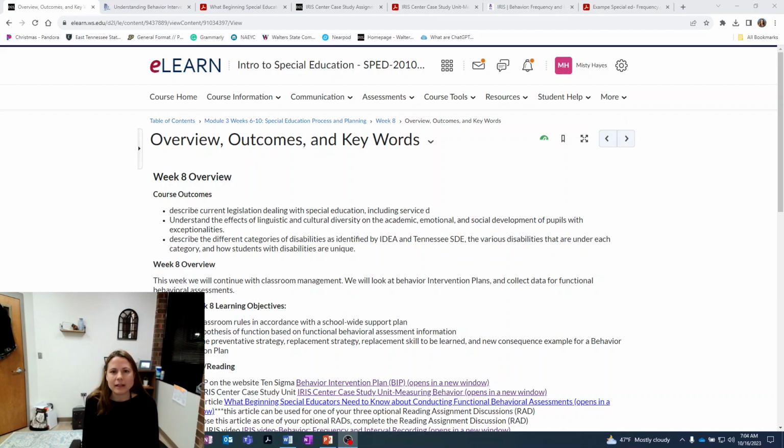And as an inclusion teacher, which most of you will be, you will have students with exceptionalities in your room. And some of the things that accompany that are behavior issues. And remember, this is not only looking at those learners who may have special needs or exceptionalities, this is for all students and all learners. So it's really going to serve you well to understand how you collect data.